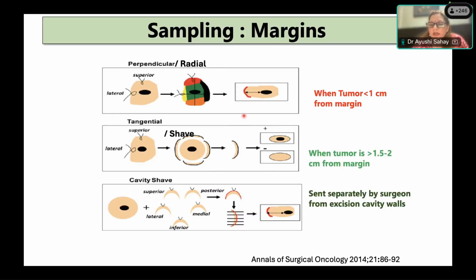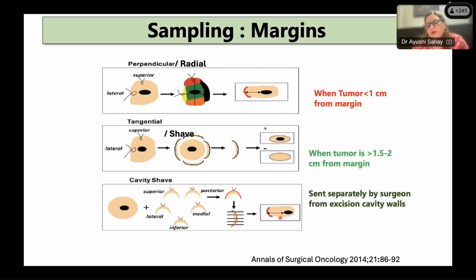One margin can be radial, the other margin can be shaved, depending on the distance of the tumor from the margin and the size of the tumor. Now you can also convert this shave margin into a radial margin like this. If you have taken a shave margin and it is inked on one side, you can slice it like this and give multiple tiny sections of that into the same block. So this radial can also get converted into a shave.